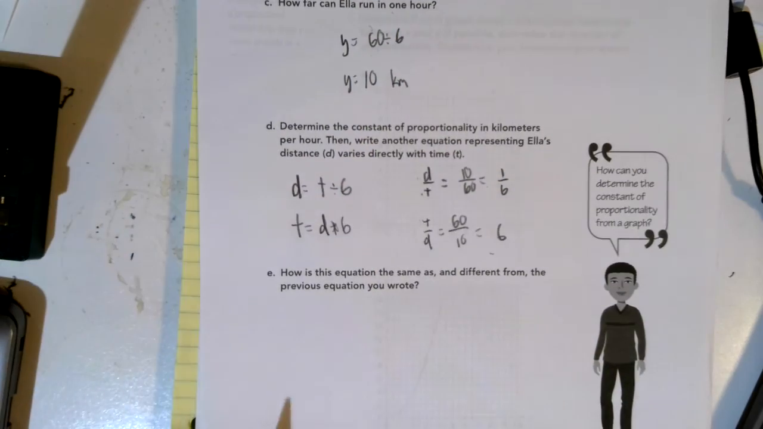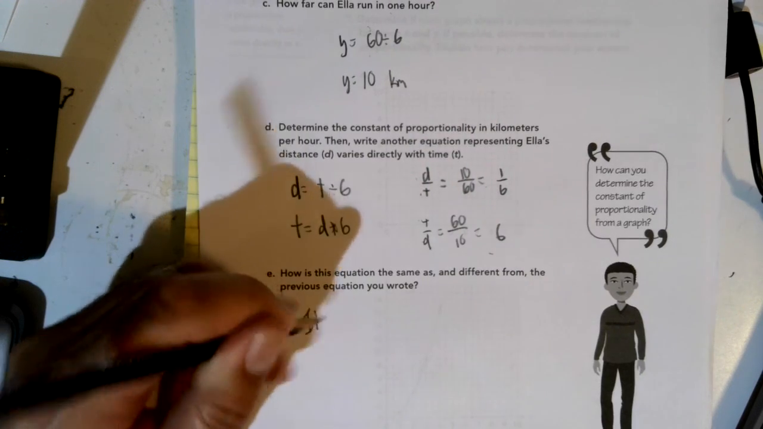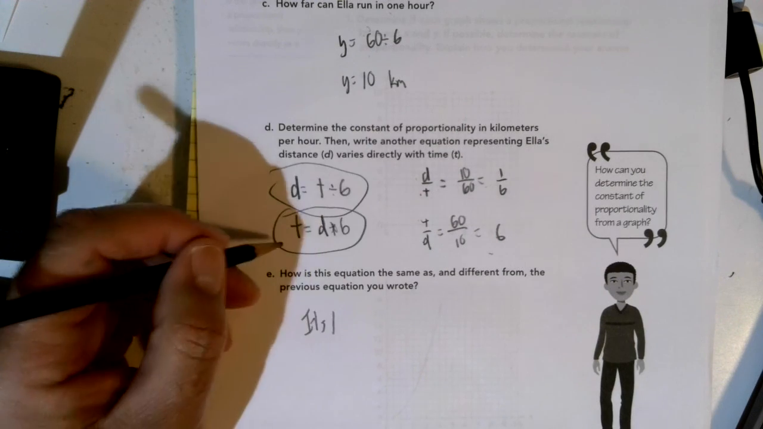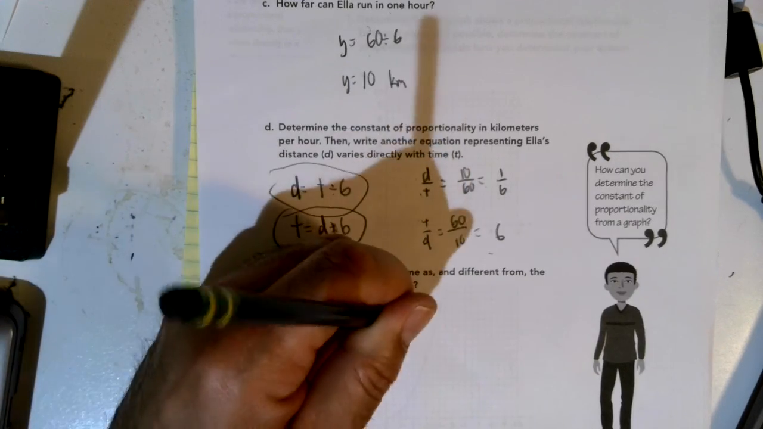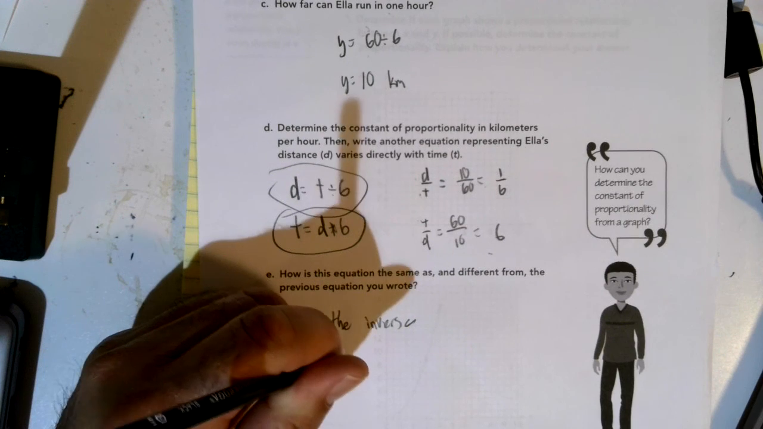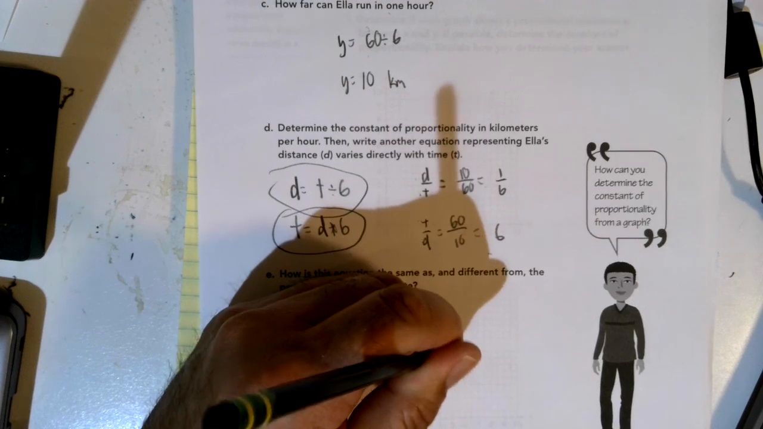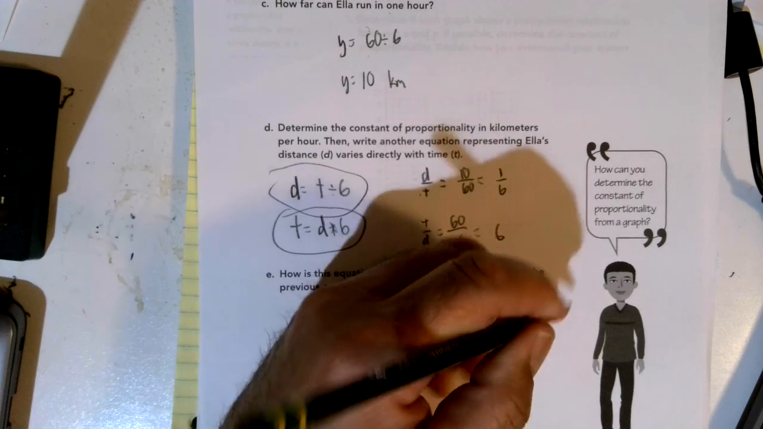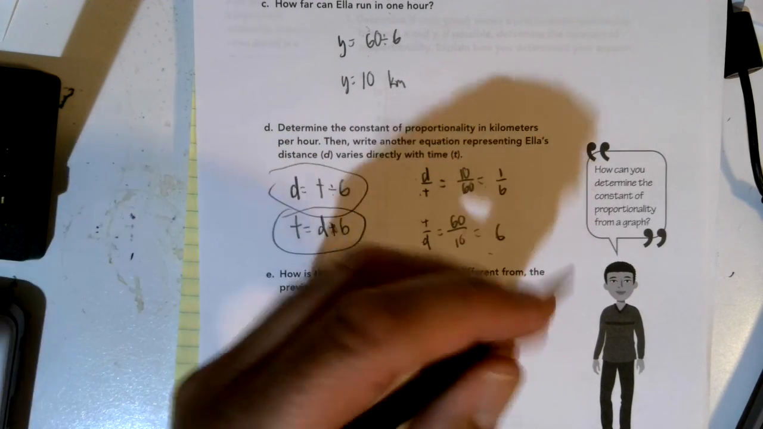And then finally, right, how is this equation the same and different from the previous equation we wrote? It's the inverse, right? This was our original. This was expressing it in terms of time. And when I say it's the inverse, I should say the constant is the inverse for the new equation, because 1/6 or divided by 6 is the inverse of 6 or multiplying by 6.